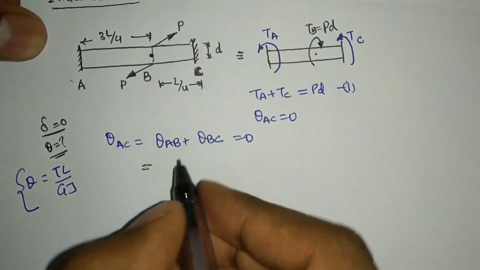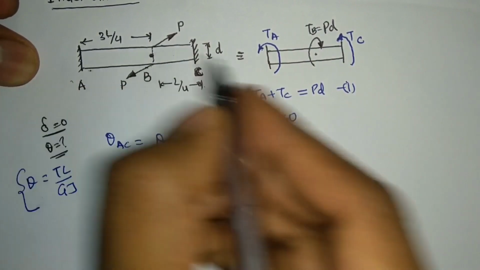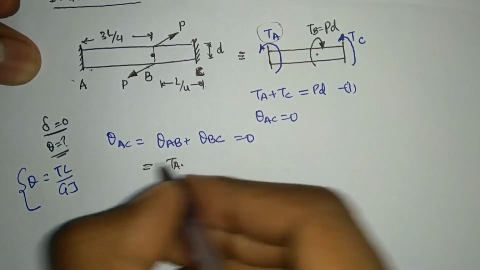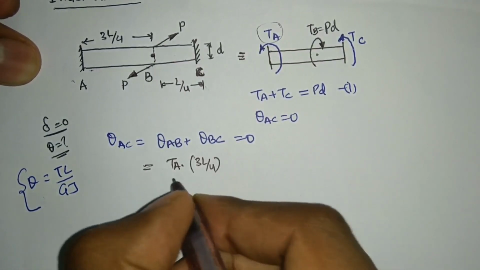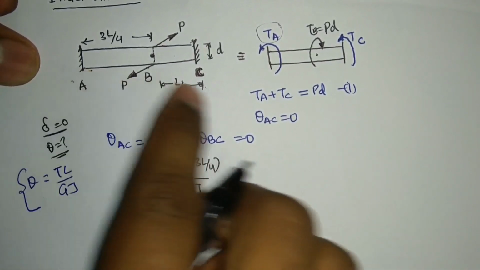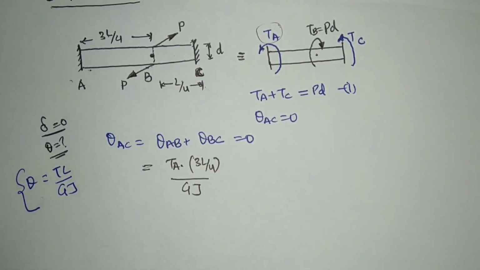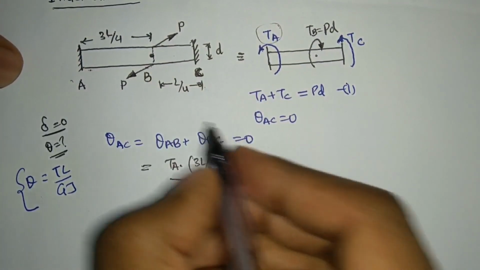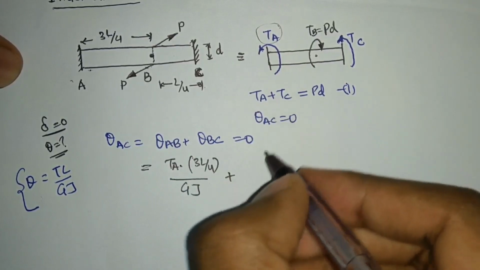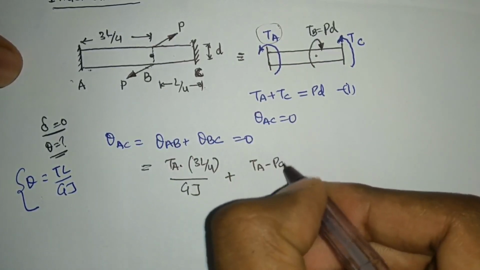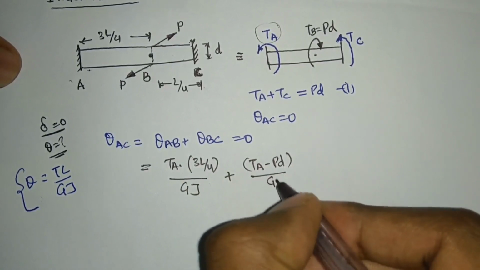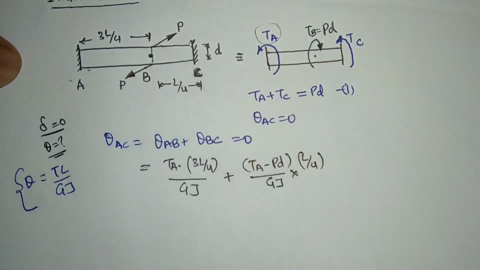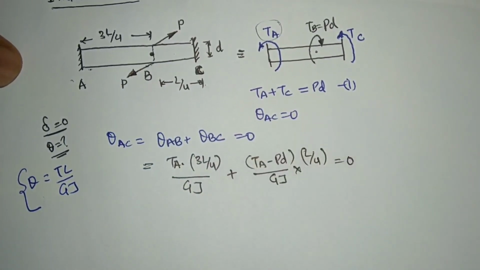I am going to put these values here for the AB and BC parts. For AB the torque acting is TA, so it will become TA into the length 3L by 4, divided by GJ. I have not mentioned anything about GJ here, so I will simply assume that GJ is constant throughout the shaft. Plus, in the same direction, I take the torque TA minus PD, divided by GJ, again the same value, into the length of this section, which is L by 4, and this is equal to 0.